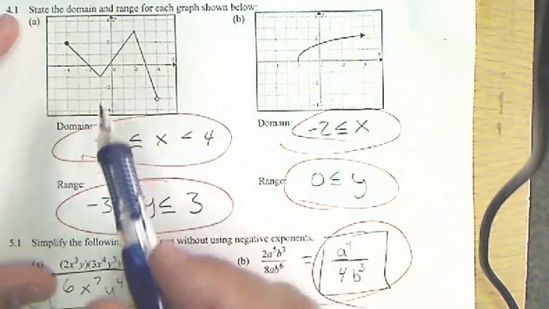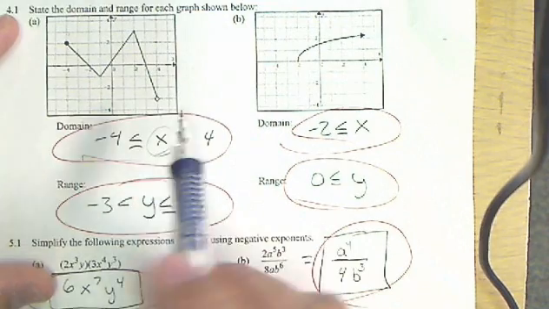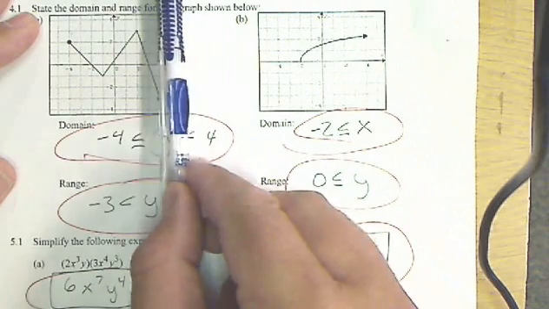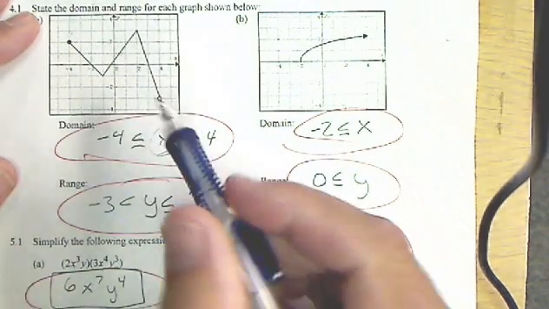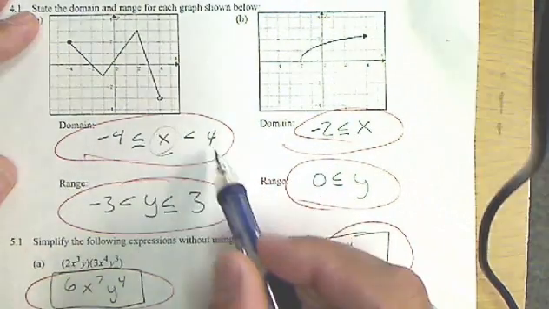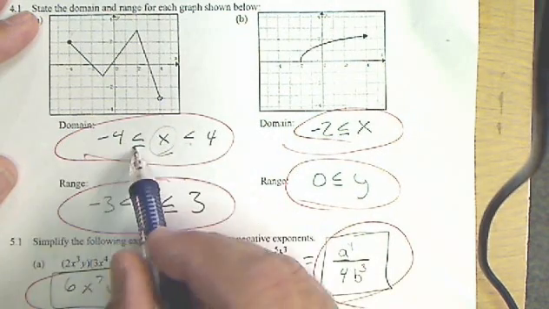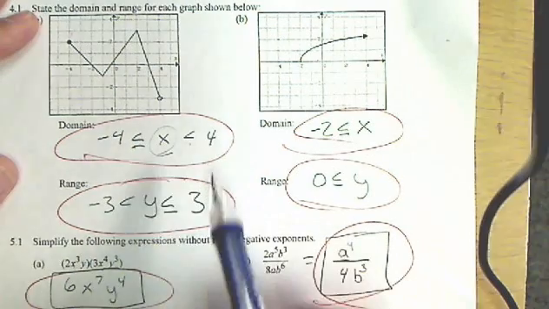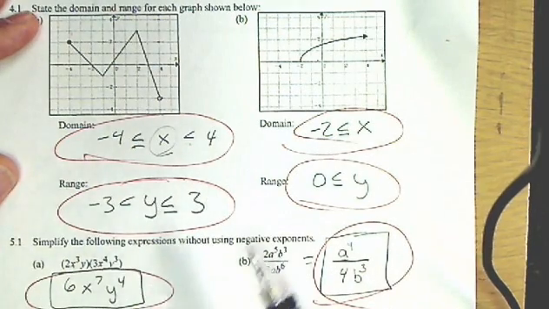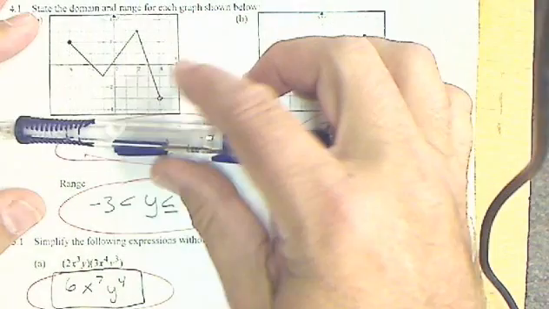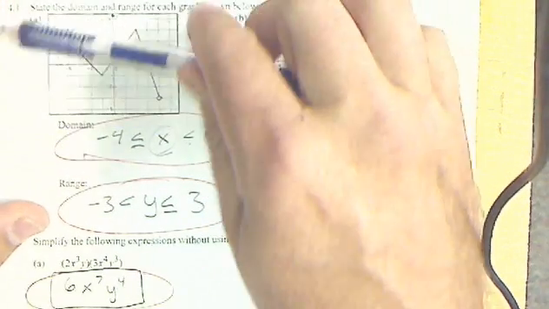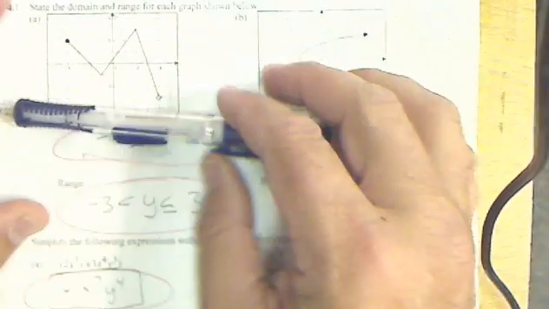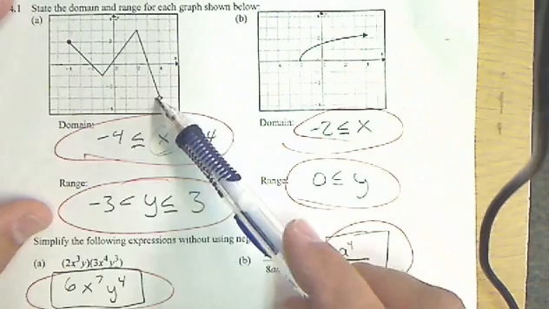The domain is your possible x values. So my smallest x is negative 4. All the way over to 4. But the open circle says you can't include 4. So negative 4 is equal. So I can have all the values from negative 4 to 4, but not 4. The range is your possible y values. So negative 3 all the way to 3. Can it equal negative 3? No, because of that open circle.